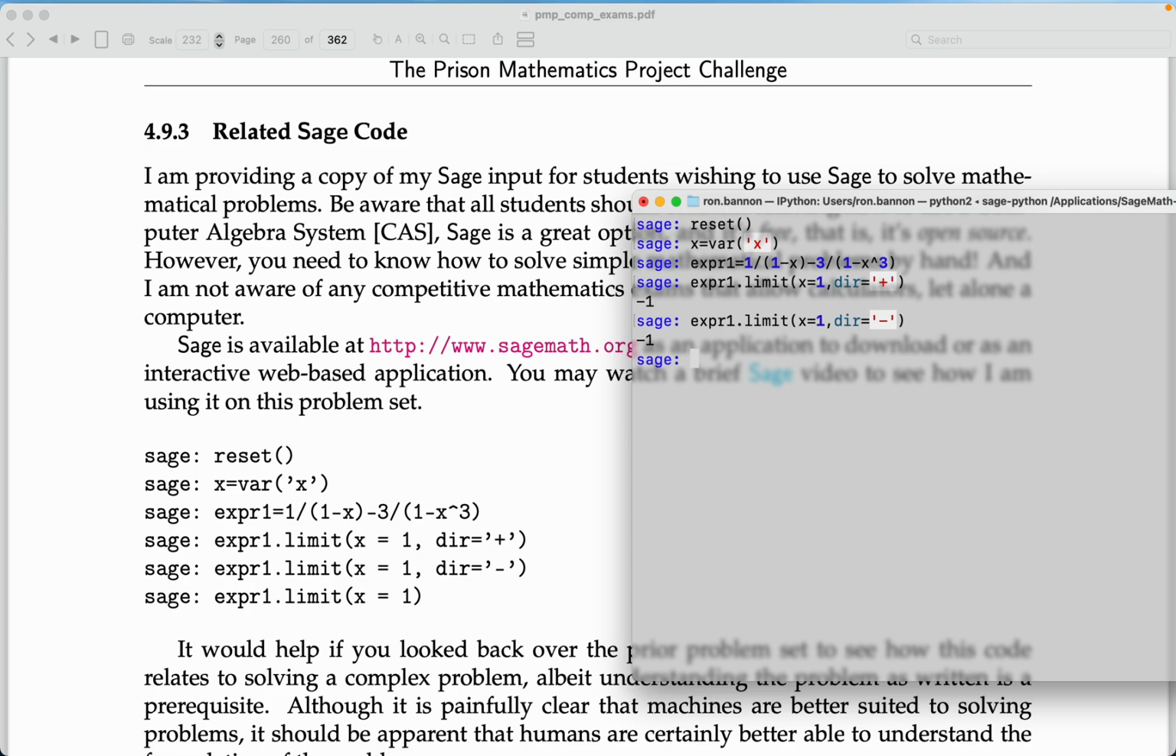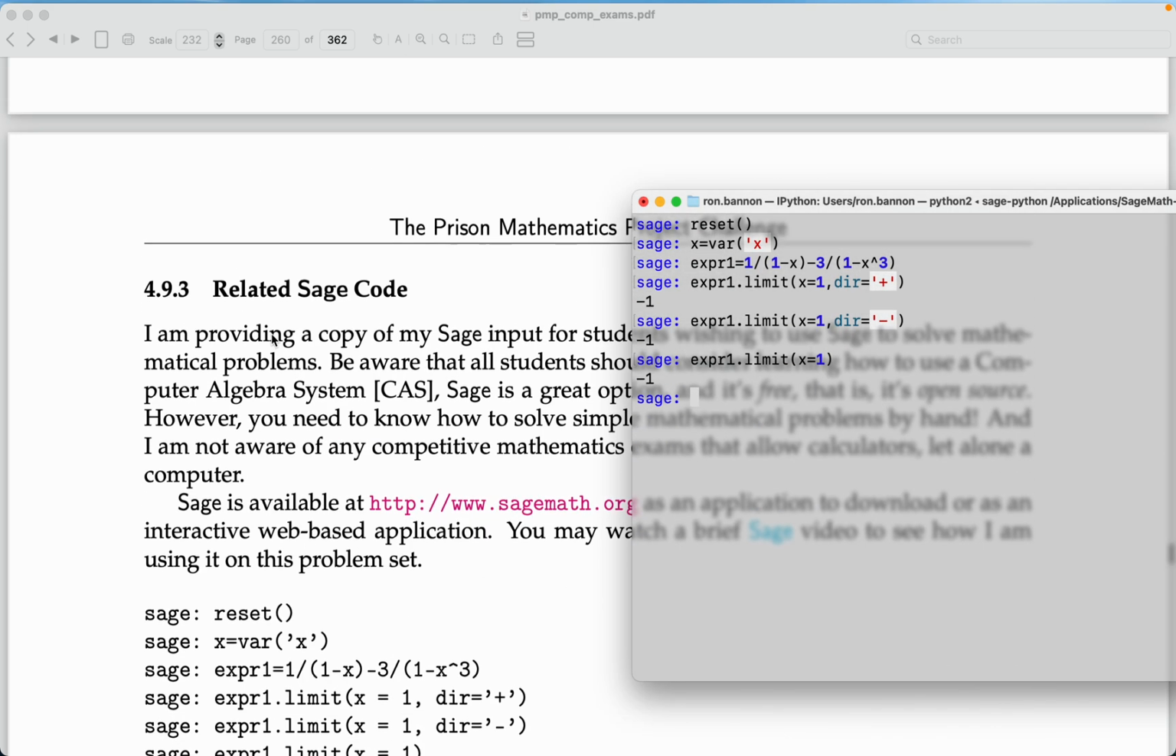All right, still get minus 1. Now my expectation is that if the left and right agree, the limit would be that as well. So let's take a look, and let's see how we did. Yep, minus 1. Now where does this one come from? Let's go through that.